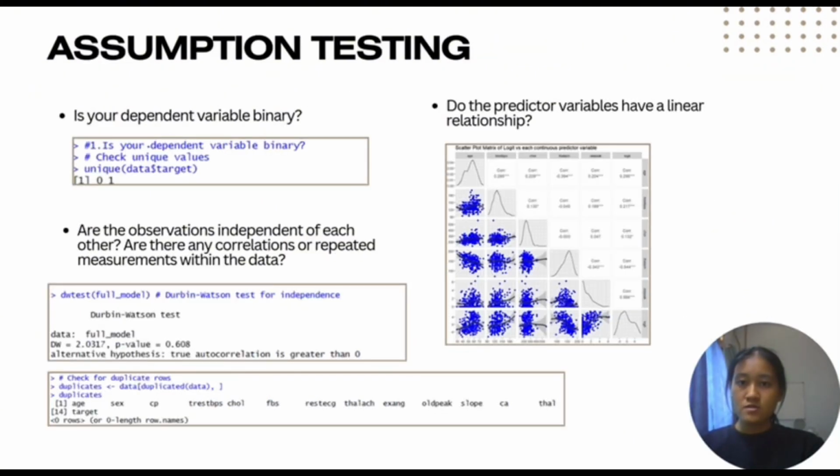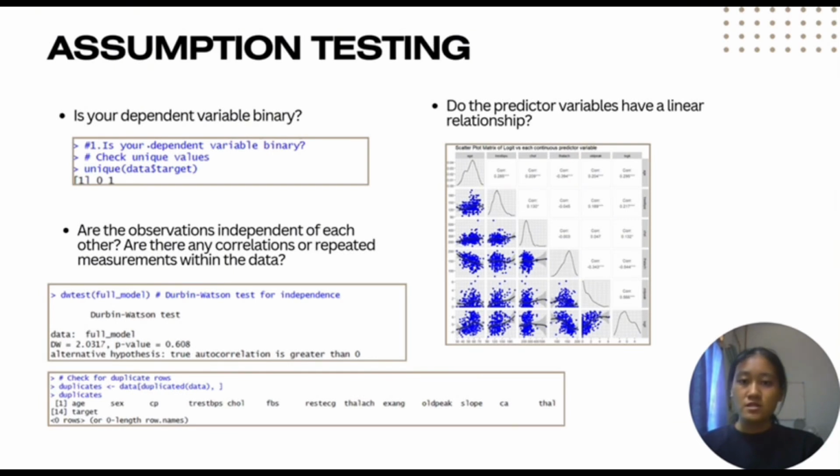Alright, thank you. Now let's move to the assumption checking for our model. First, the dependent variable is binary with outcomes coded as 0 for no and 1 for yes. This satisfies the assumption. Next, the scatter plot matrix shows an approximately linear relationship between the logit and continuous predictors, such as age, trestbps, chol, and oldpeak. This relationship confirms the linearity assumption.